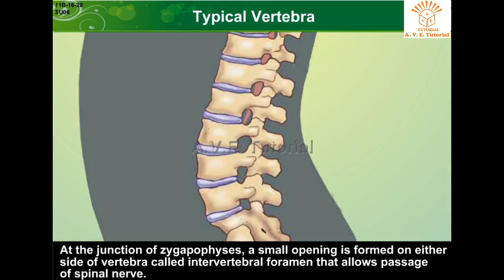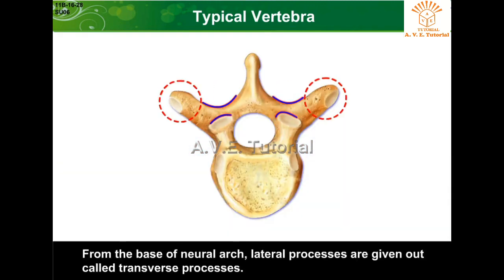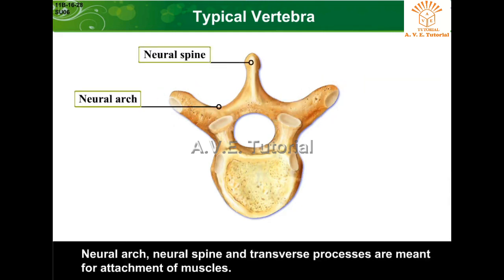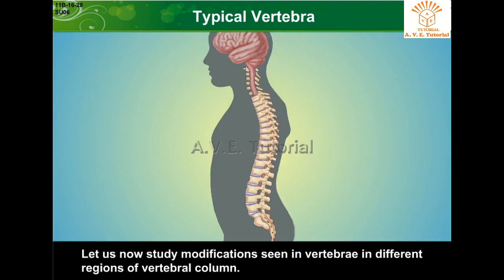At the junction of zygapophysis, a small opening is formed on either side of vertebra called intervertebral foramen that allows passage of spinal nerve. From the base of neural arch, lateral processes are given out called transverse processes. Neural arch, neural spine, and transverse processes are meant for attachment of muscles. Let us now study modifications seen in vertebrae in different regions of vertebral column.